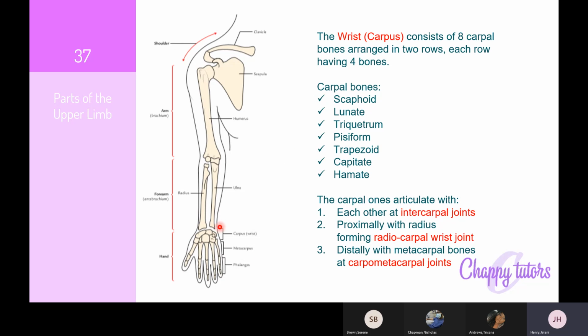The carpal bones actually don't form a joint with the ulna. They only form a joint with the radius, right? That's something you want to take note of. And they also articulate with the metacarpals, the bones of your palm, forming carpal-metacarpal joints, right? So it's joints between carpal bones and metacarpal bones, right? Following so far?